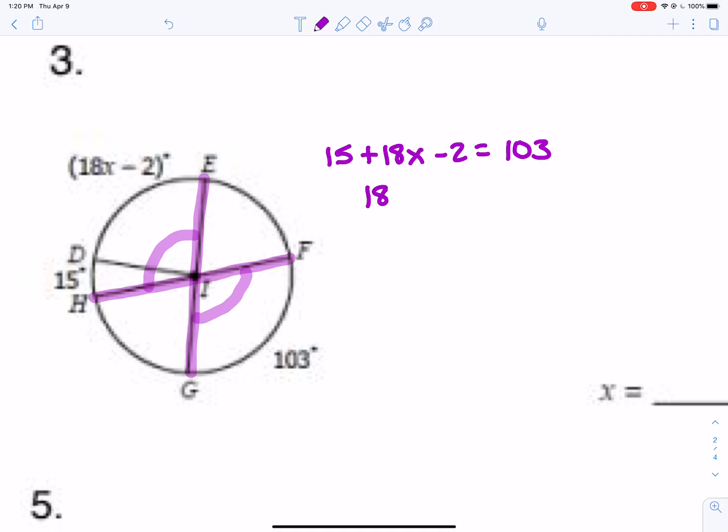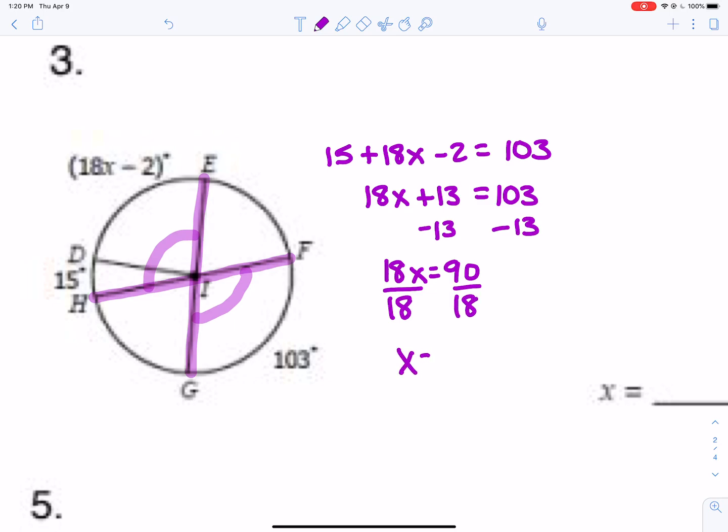So then we have 18x plus 13 equals 103. We can subtract 13, so we get 18x equals 90. And then just divide both sides by 18. So we get x is equal to 5. All right, that's it for number 3.